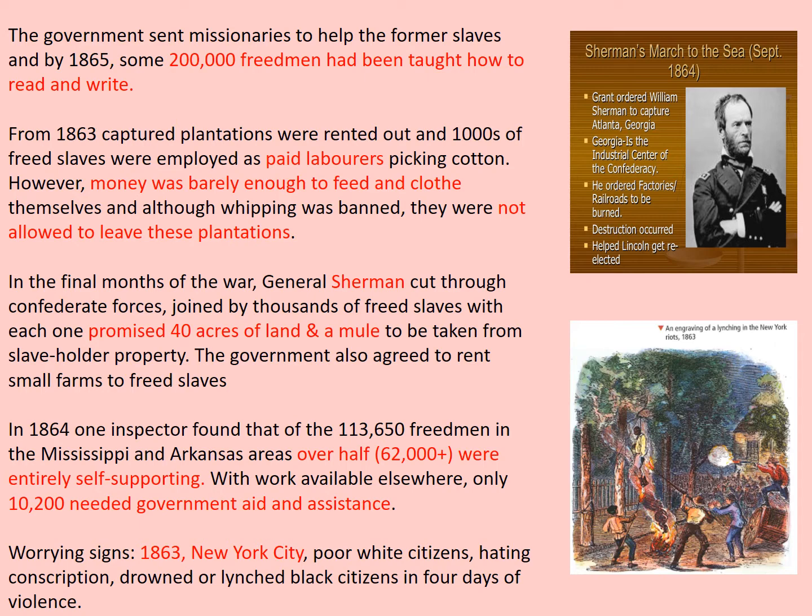In the final few months of the war, however, General Sherman cut through Confederate forces. And to win over the freed slaves, each one is promised 40 acres of land and a mule, to be taken from the slaveholder property. They also agreed to rent small farms to freed slaves. Investigations during this time period show that of the 113,000 freemen in Mississippi and Arkansas, over half were entirely self-supporting. So there's a real positive here at the moment that these slaves will be able to look after themselves.